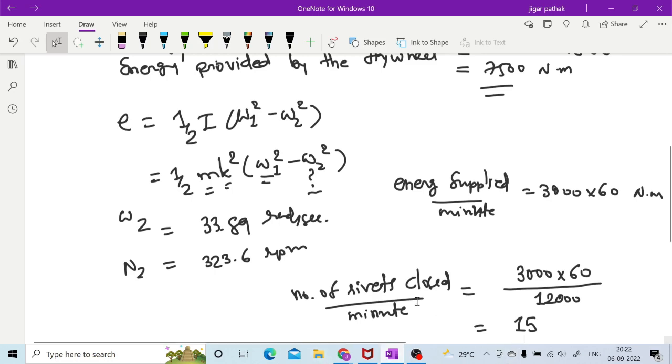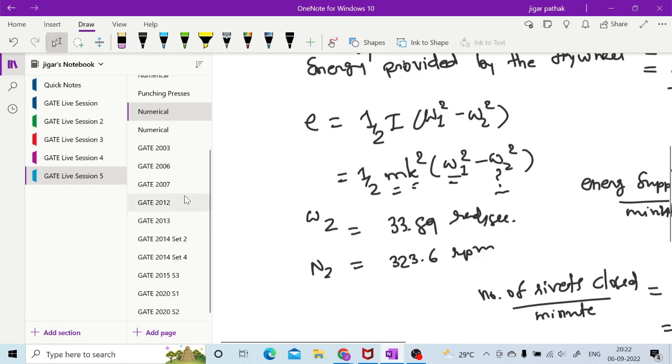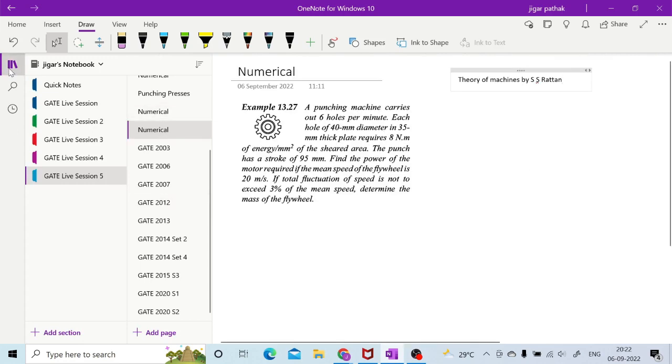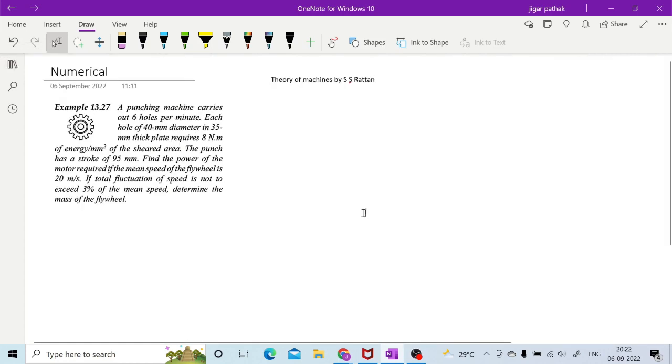Yes. So whatever is mentioned, this can generally be done practically on your riveting machine. So that is why we have calculated this. Okay, next is punching press.